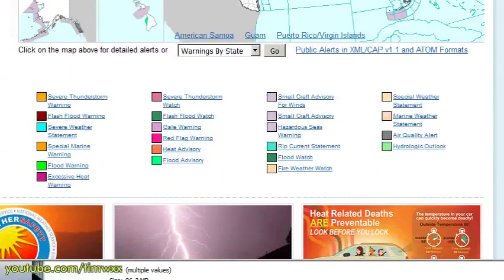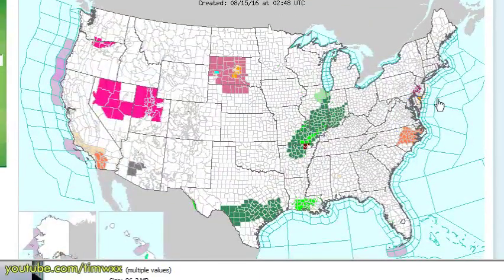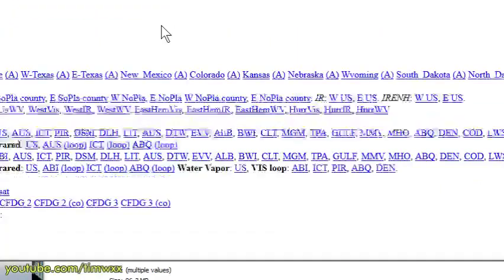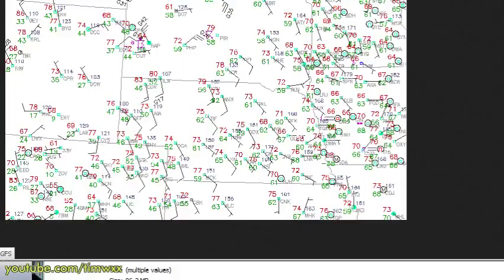Orange, that's going to be heat advisory, so not much relief there along the central Atlantic coast. We can take a look briefly at that stuff up in the Dakotas. I'm going to pull up an analysis for that area. I'm going to use the Pierre window here.